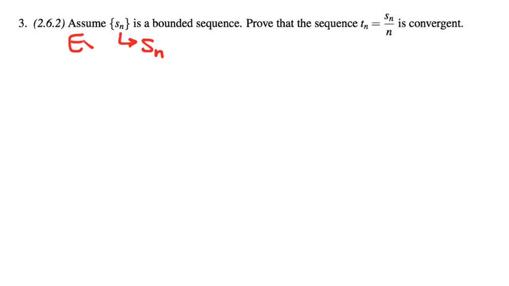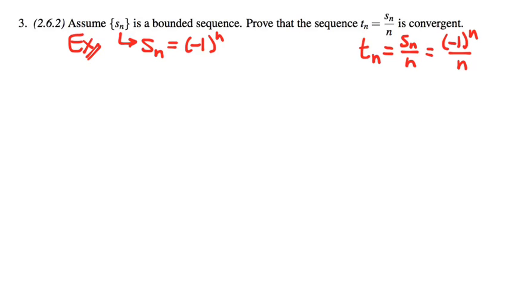So just as a motivating example, if Sn is (-1)^n, we just saw that that was a bounded sequence, but that it itself was not convergent. But then we define a second sequence by dividing that first sequence by n. So we would get (-1)^n over n in the example where we choose Sn in this way. And so our job would be to show why it is that the boundedness of the former necessarily implies the convergence of the latter.